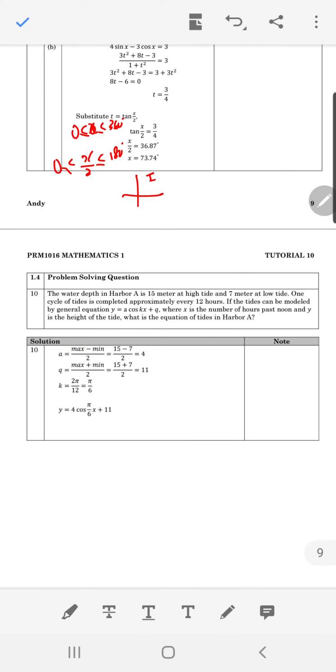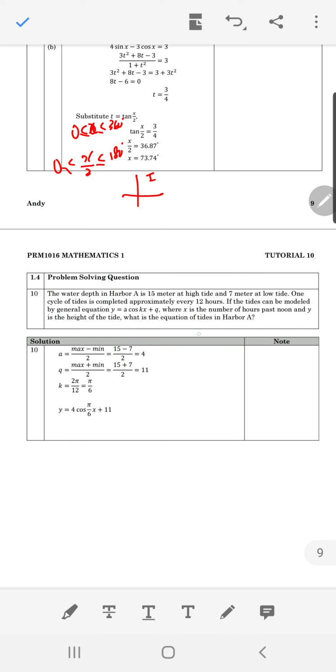Okay, so question number 10. This is a PSS question. The water is 15 at high tide, 7 at low tide. So one complete tide is every 12 hours. So if the tide can be modelled by the general equation y equal to a cos kx plus q, where x is hours past noon and y is the height of the tide.